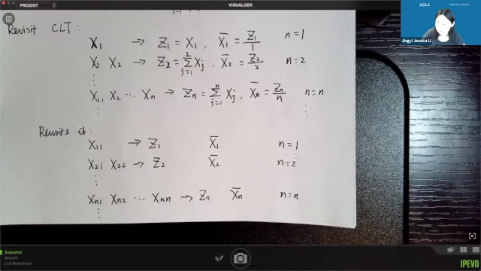Do we have any questions so far regarding the notations? Okay, it seems we're good. So then let's talk about the statement.